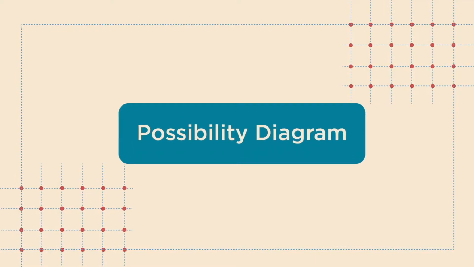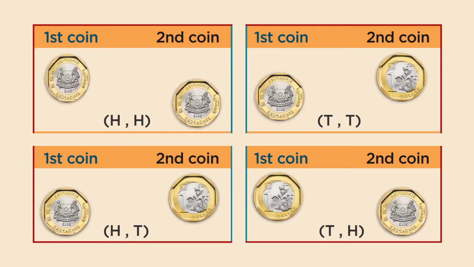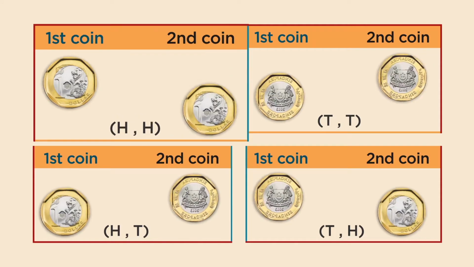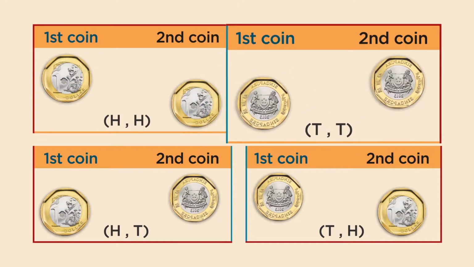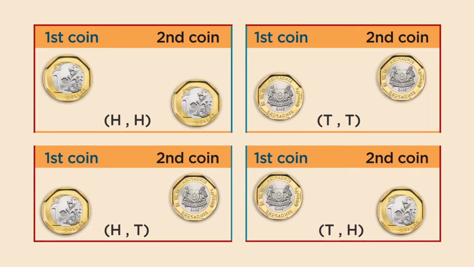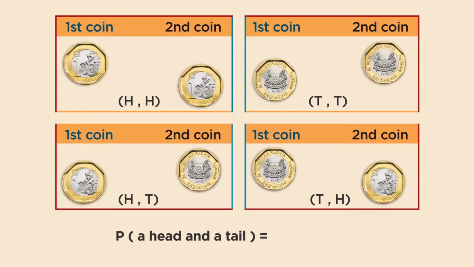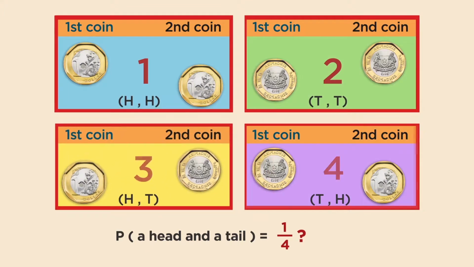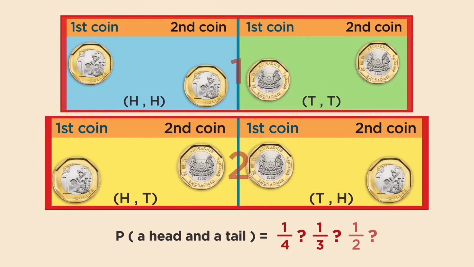In this video, we are going to solve probability problems using possibility diagrams. Let's begin by flipping two coins together. What do we get? Two heads, two tails, or a head and a tail? What's the probability of getting a head and a tail? Is it 1/4, 1/3, or half?